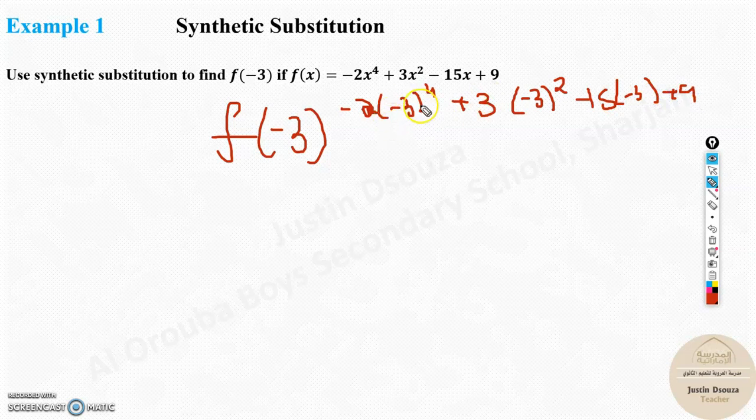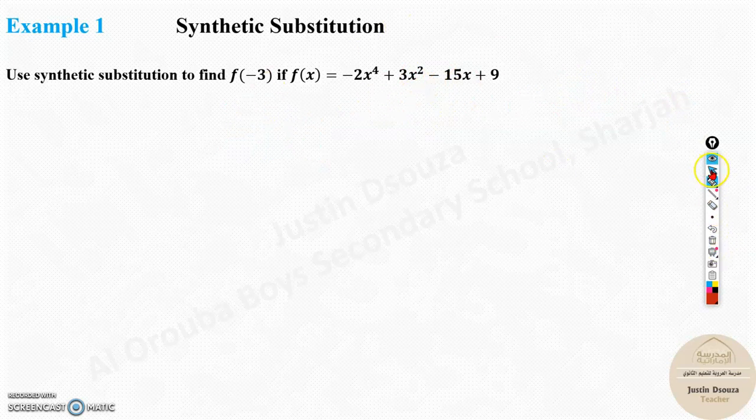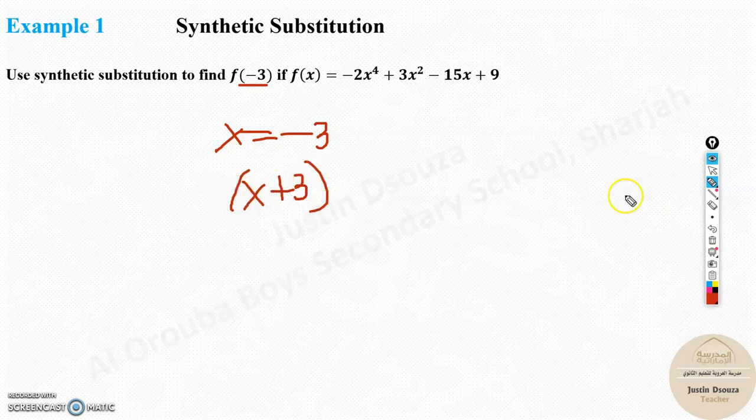Now, if you do not have a calculator, taking it to the power 4, squaring, adding, subtracting would take a long time. Since you have a calculator, it is very easy to find. You can easily do that. But otherwise, synthetic substitution would be a much better way. Now you can see over here, x is equal to minus 3, right? So what exactly happens is, this comes inside. So the term would be x plus 3.